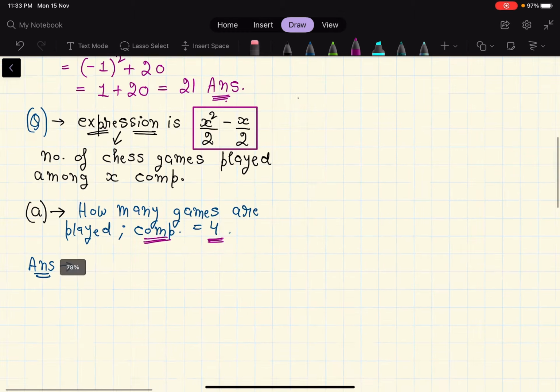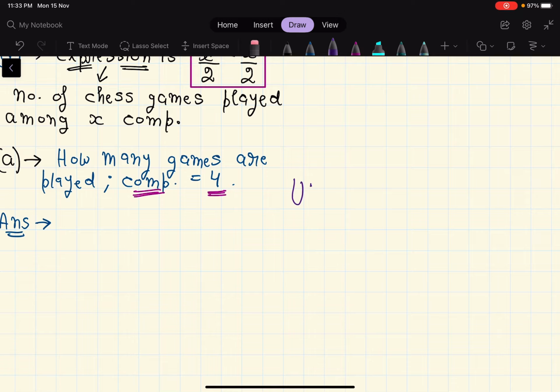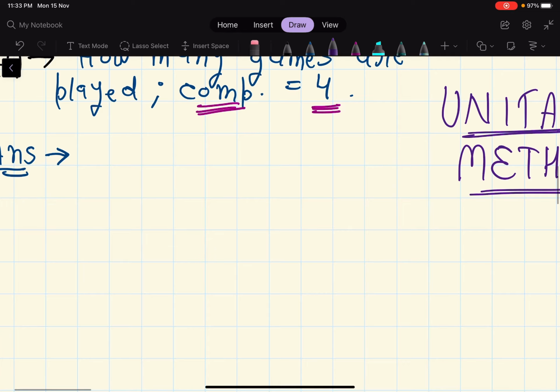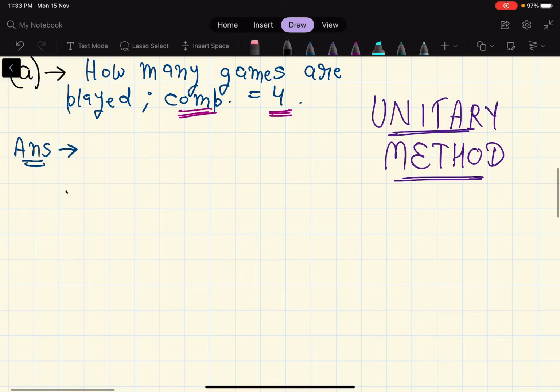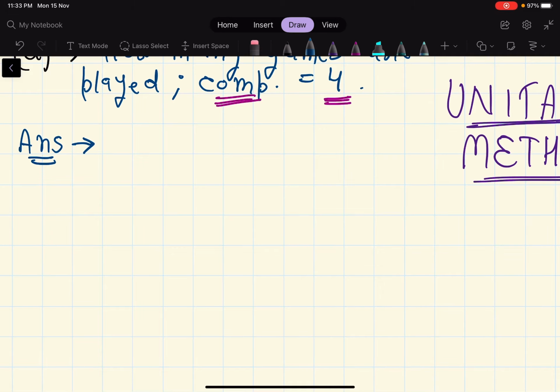And the question is asking how many games are played when the number of competitors is 4. So we apply something here called the unitary method. Unit means one. So we write as it is that when there are x competitors, the number of games played is x squared upon 2 minus x upon 2.